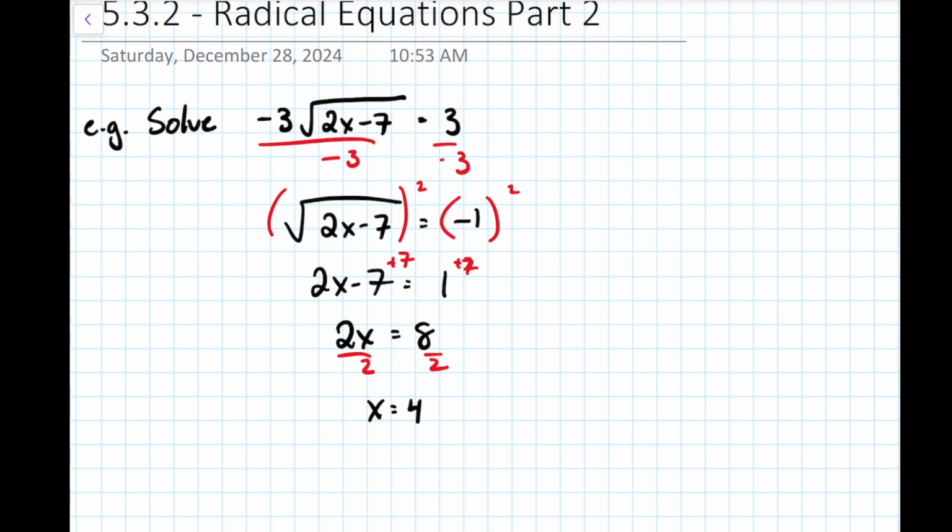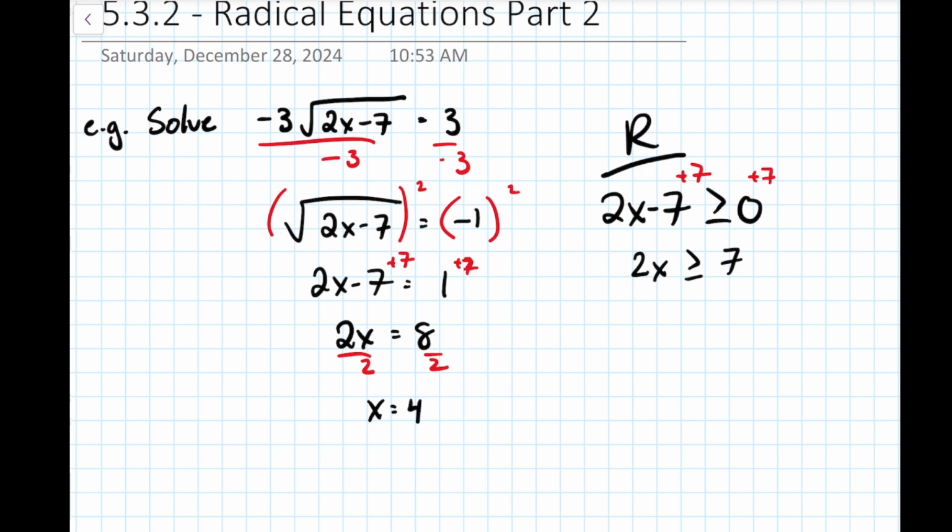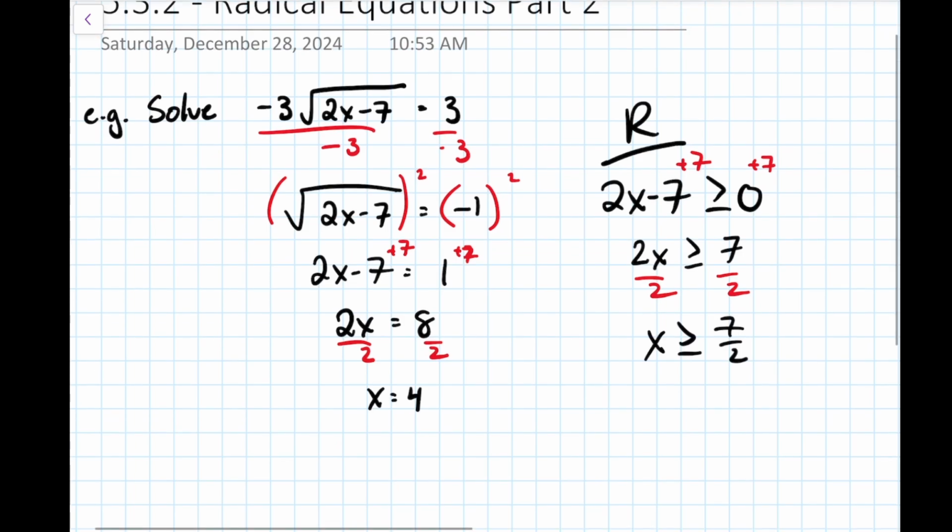Don't forget we need to do our restrictions. So 2x minus 7 greater than or equal to 0. We add 7 on both sides. 2x greater than or equal to 7. We divide by 2. And we get x is greater than or equal to 7 over 2. And we stop maybe here for a second and say, okay, is 4 bigger than 7 over 2? It is. 7 over 2 is 3.5. So our solution's all good on that end.